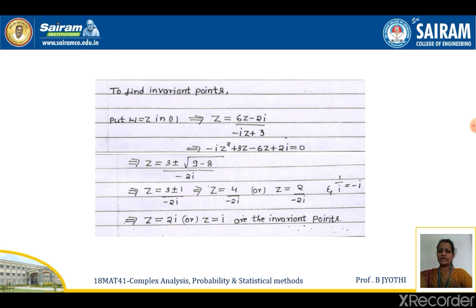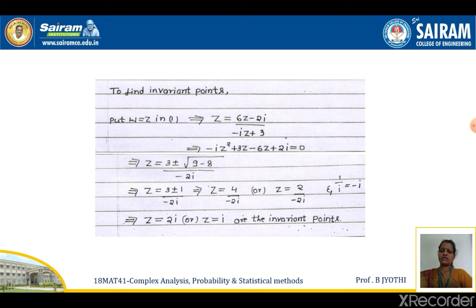Next, to find the invariant points, we need to put W equal to Z in the equation. That is, Z is equal to (6Z minus 2i) divided by (3 minus iZ). Cross multiplying and taking everything to one side, we get minus iZ squared plus 3Z minus 6Z plus 2i is equal to 0. It is nothing but a quadratic equation in Z.